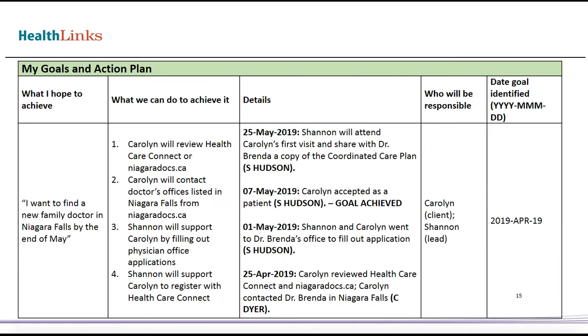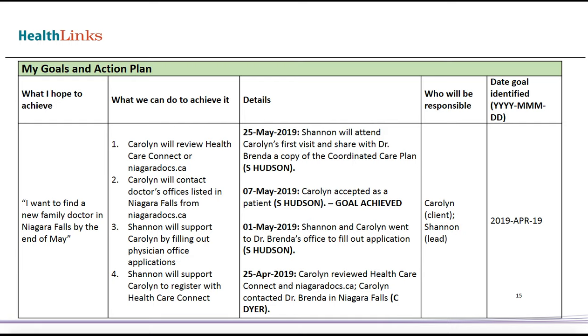So next we'll go into My Goals and Action Plan. This is part of the care plan that highlights the client's goals and action plan and how they will achieve their goals. So the first part is what I hope to achieve. For example, you can have a client that says, I want to find a new family doctor in Niagara Falls by the end of May.